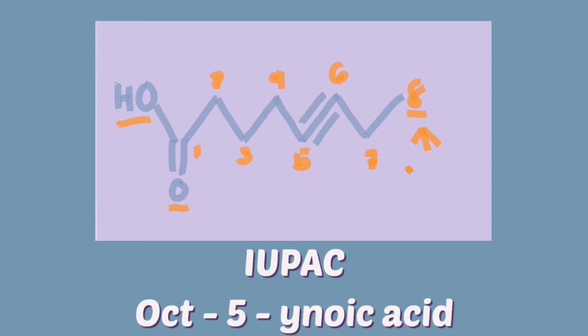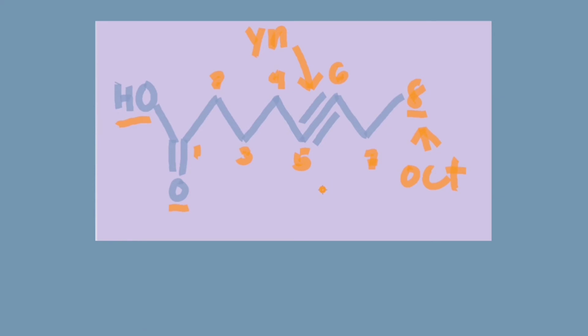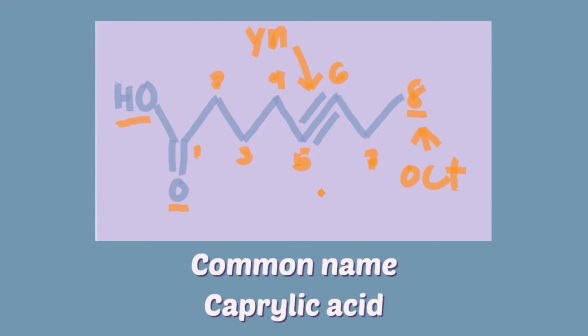We name this oct because there are 8 carbons in the mother chain, 5 because the triple bond is found in the 5th carbon, ine because it is a triple bond, and oic acid for the prefix. There is a specific common name for carboxylic acids, thus this is named caprylic acid because there are 8 carbons.